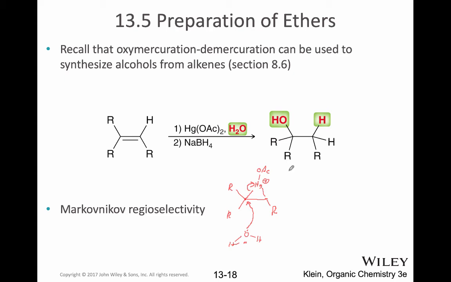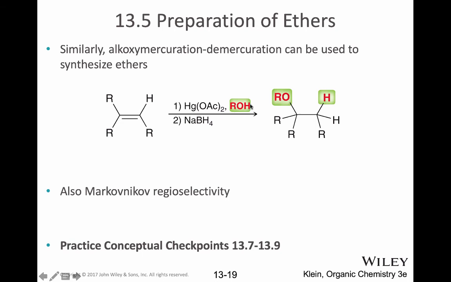So this is the advantage of using the oxymercuration-demercuration sequence. You could make ethers in the same way if you replace the water with an alcohol. So in this case, the double bond is going to react with the mercury to make your mercurinium ion. And I'm going to draw the mercury bond here longer so you get a sense of what I was talking about with the mercurinium ion.